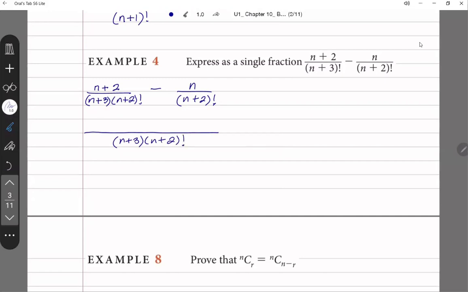So n plus 3 times n plus 2 factorial into n plus 3 times n plus 2 factorial is 1. 1 times n plus 2 is n plus 2, minus n plus 2 factorial into n plus 3 times n plus 2 factorial is n plus 3. So this is n times n plus 3. Simplifying the numerator, we get n plus 2 minus n squared minus 3n. This is over n plus 3 factorial.